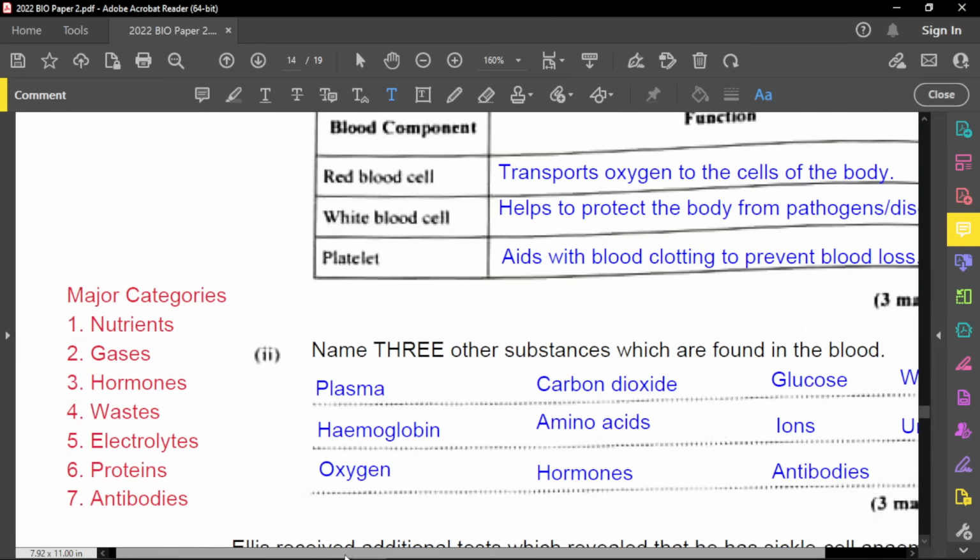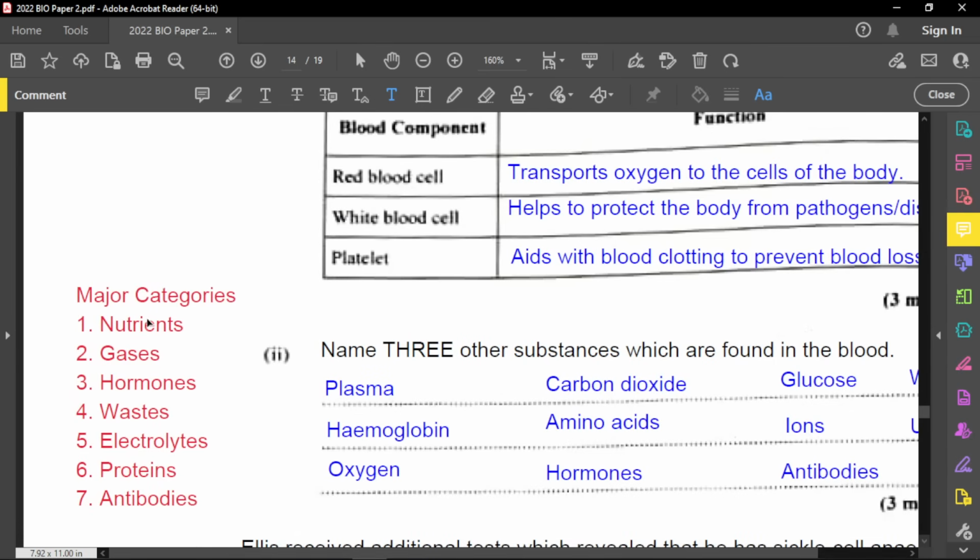And the next way to answer this in terms of category, you can do it in this way as well. You can say nutrients. And nutrients include the amino acids and so on, the glucose and all of that, right? The gases will include the carbon dioxide and oxygen. Hormones, and hormones, of course, they are proteins, so that includes the proteins as well. And even other blood proteins included here. And so we have waste, we have electrolytes. Electrolytes will include ions, and different forms of ions, such as potassium or calcium and so on, calcium ions. We have proteins. Hemoglobin is a protein. Hormones are proteins. Antibodies, of course, that are produced from the white blood cells. All right, so those are the categories.